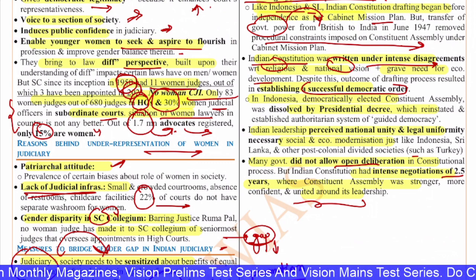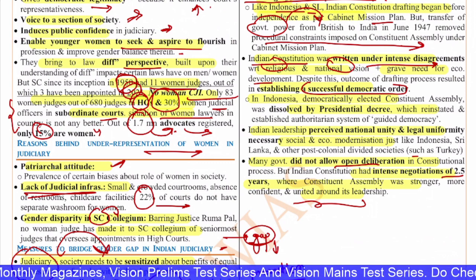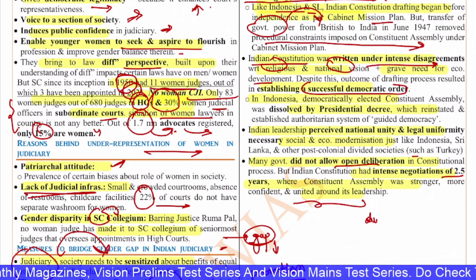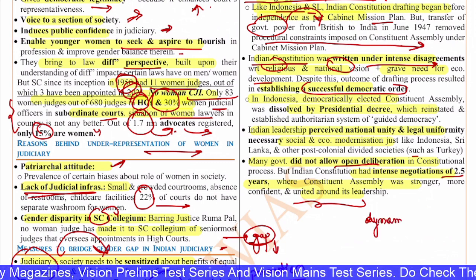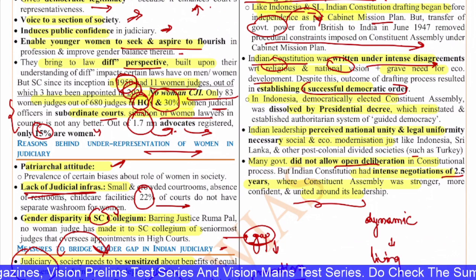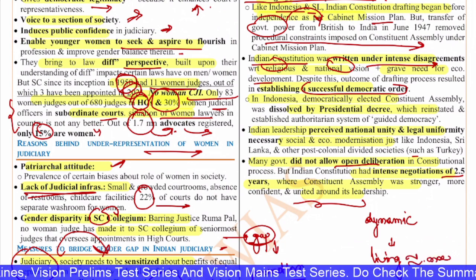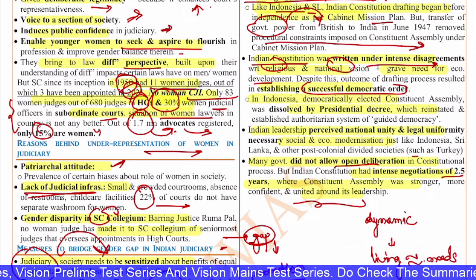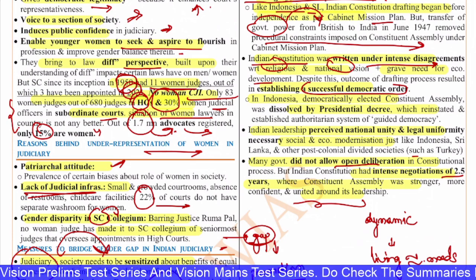The Indian Constitution is something which is very dynamic, and that's why it is called a living document. It is called a living document because it actually changes according to the changing needs. So when the needs change, the constitution will be amended.